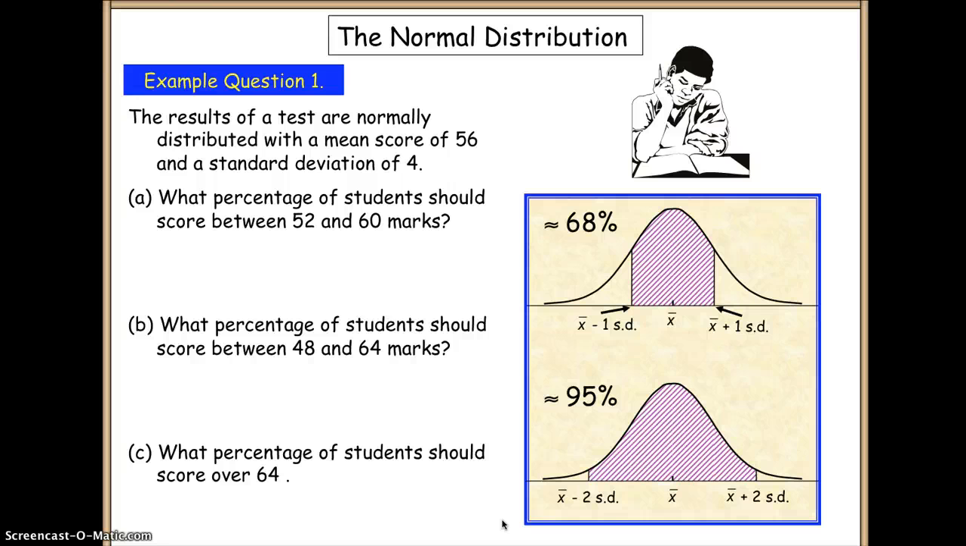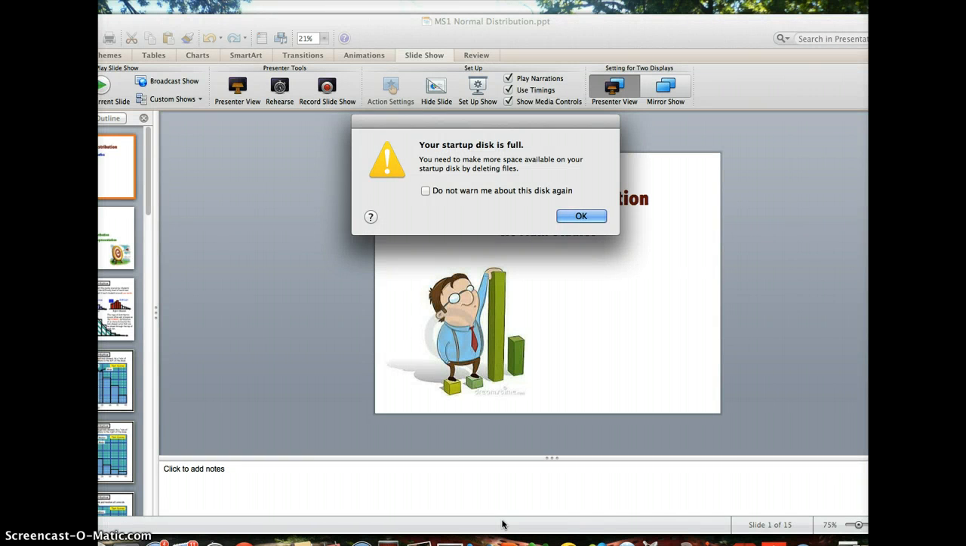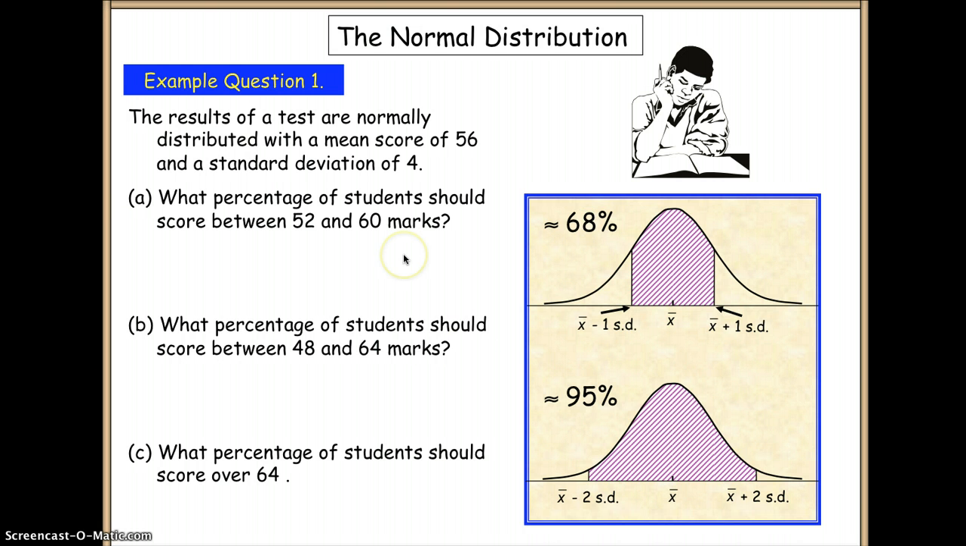The results of the test are normally distributed. The mean score is 56 and the standard deviation is 4. What percentage of students should score between 52 and 60? Let's check. Within one standard deviation, from 56, which is your mean, plus 4 is 60. Then 56 minus 4 is 52. So that means that's within one standard deviation. So from 52 to 60, the percentage of students who score is 68%.